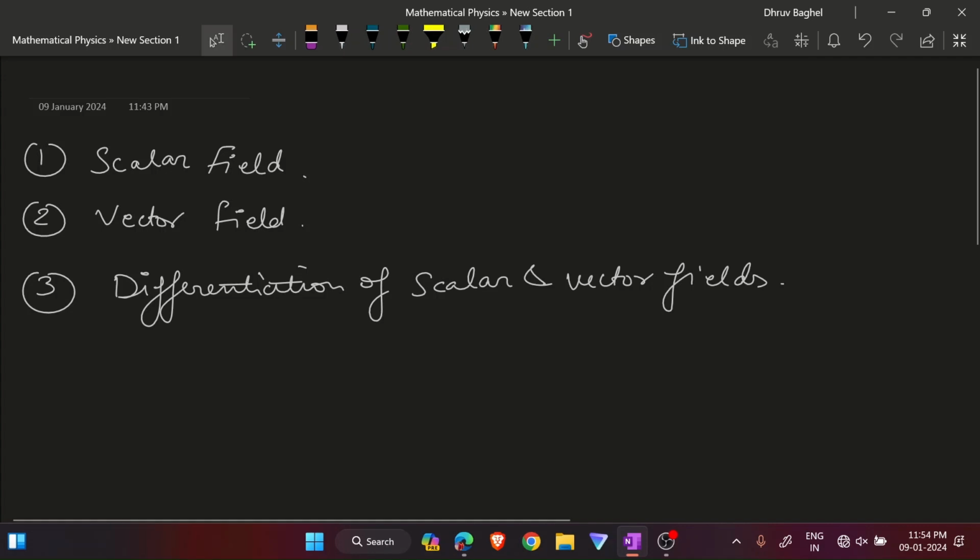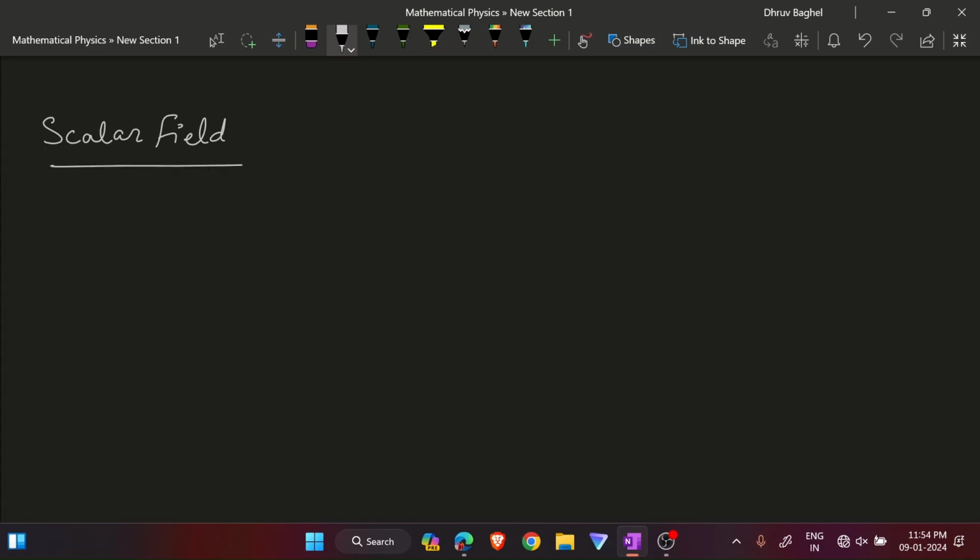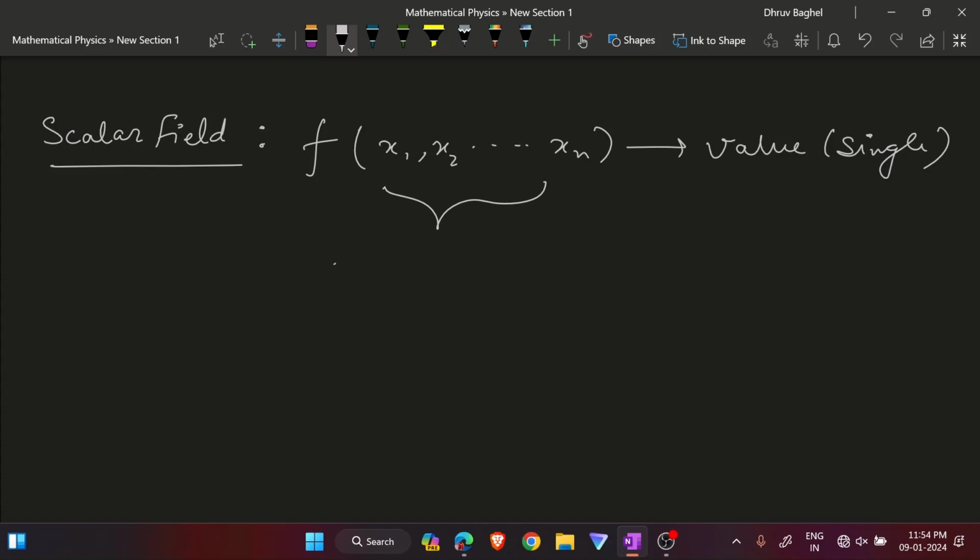So I'm gonna start with a scalar field, and how will I define it? A scalar field is a function of spatial coordinates and it returns a value. I'm gonna say it like this: this is a function of some x1, x2, up to xn, and it returns a single value. These all are spatial coordinates.